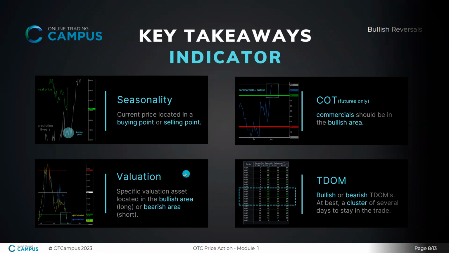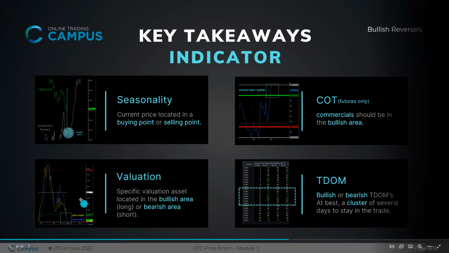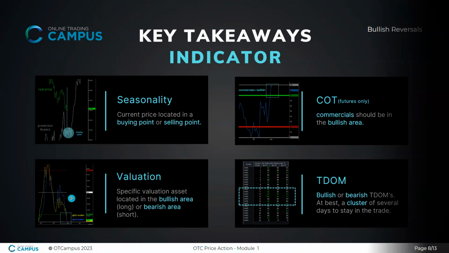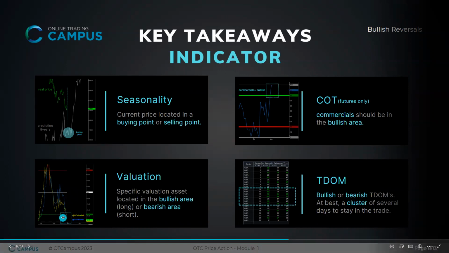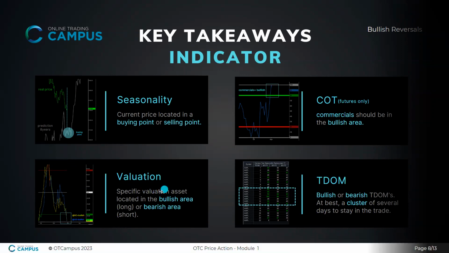The next one is the valuation. And you can see here, the yellow line is gold and the blue line is the US Treasury. And both are here right now in the bullish area. You see here, we are in the green area. That means we are in a bullish area. And this is the same here, specific valuation asset. And here also it is the same, right?